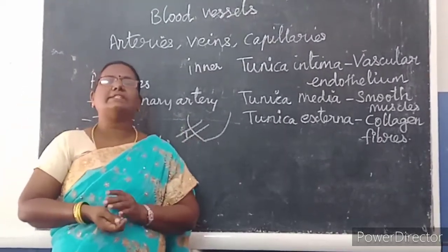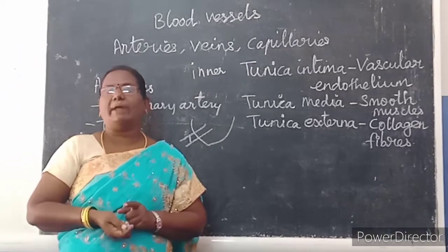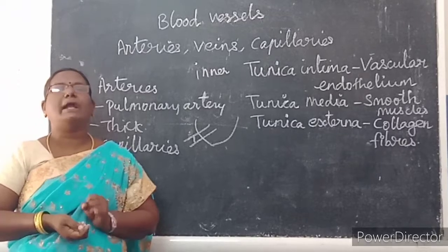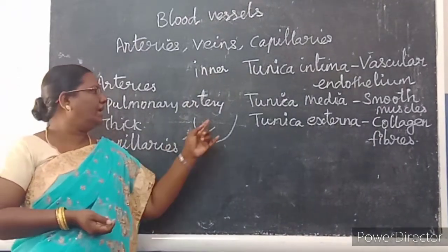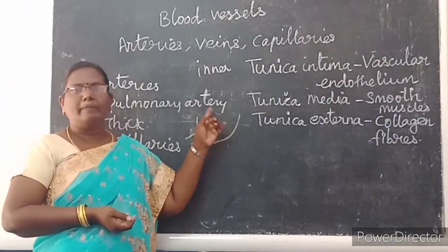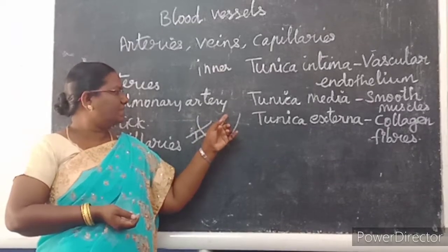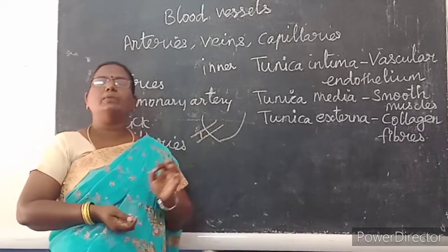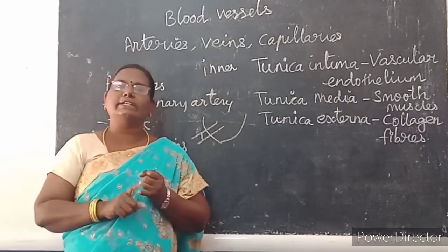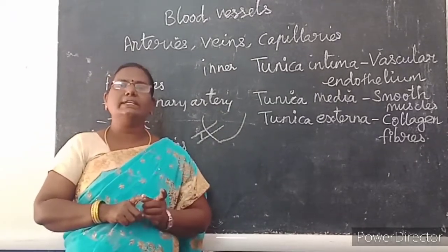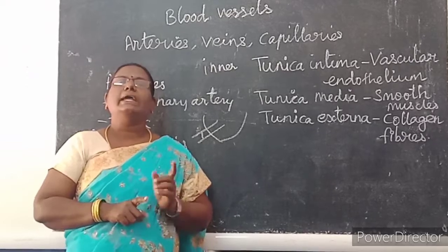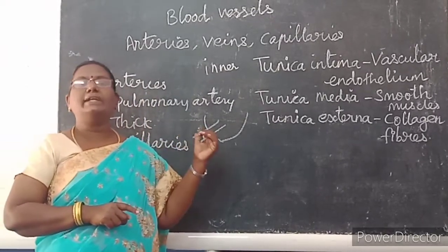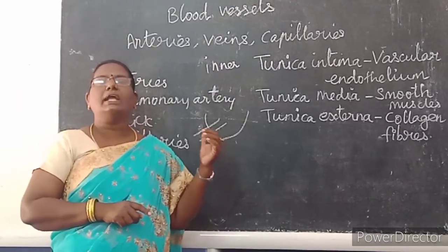The next we learn about the veins. The veins always carry deoxygenated blood except the pulmonary vein. The pulmonary vein opens into the left auricle from the lungs, so it gives oxygenated blood to the left auricle. So the pulmonary vein always carries the oxygenated blood. All the veins carry the deoxygenated blood except the pulmonary vein. And the veins are thin walled.